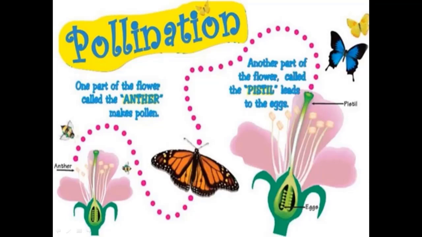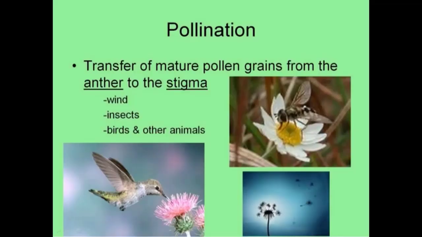As I told you, the transfer of pollen from an anther to a stigma is called pollination. And it is of two kinds. Pollination is the transfer of mature pollen grains from the anther to the stigma. It is carried out in different ways, that is by wind, by insects, birds and other animals also.